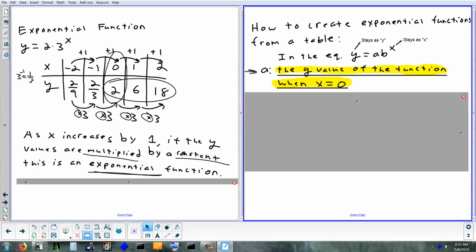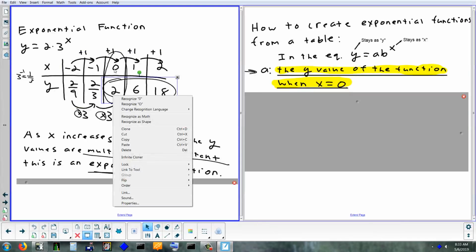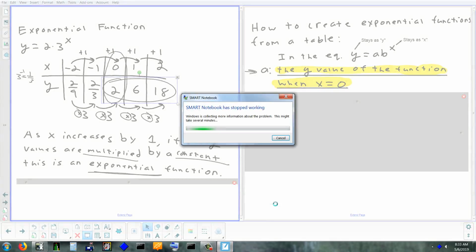Okay, so we just looked at this example. When x is 0, y is 2. That's the A value.